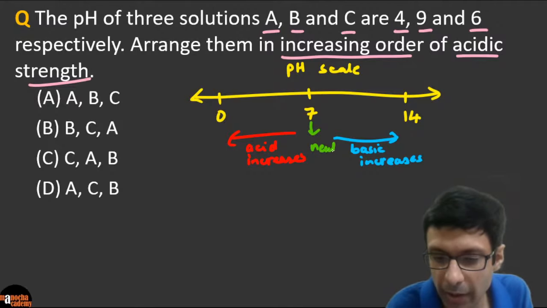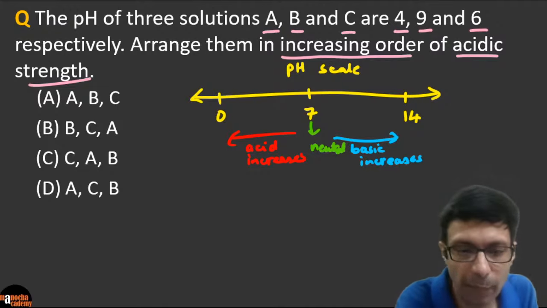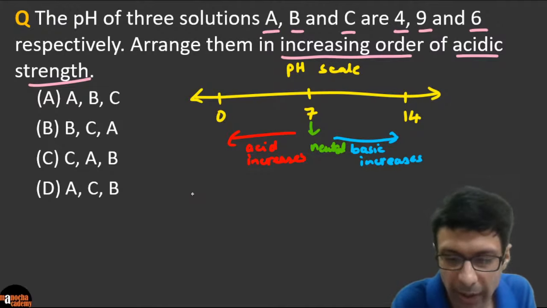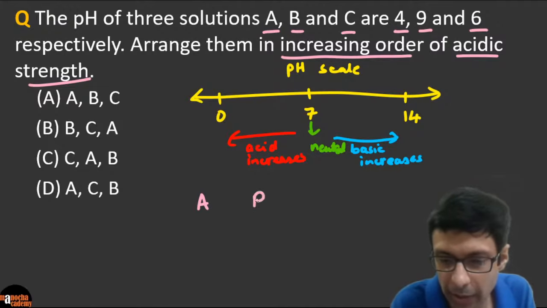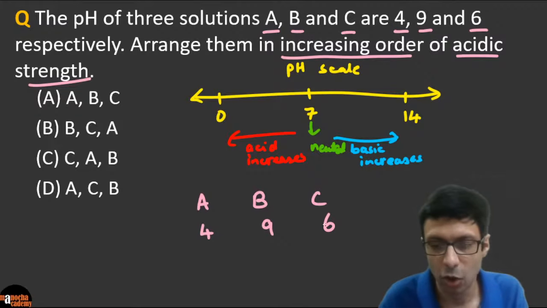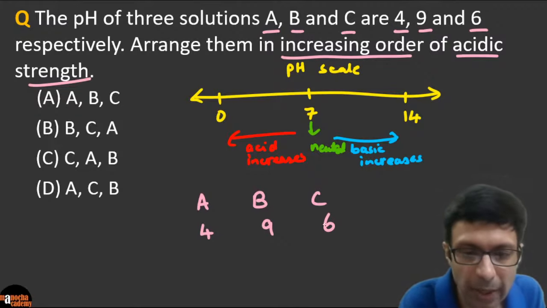Okay, so let's look at our guys. What do we have here? We have basically been given in this question A, B and C. So write it clearly, A, B, C. They have been given with pH value 4, 9 and 6. Okay, so we can even put these on our pH scale here, right?